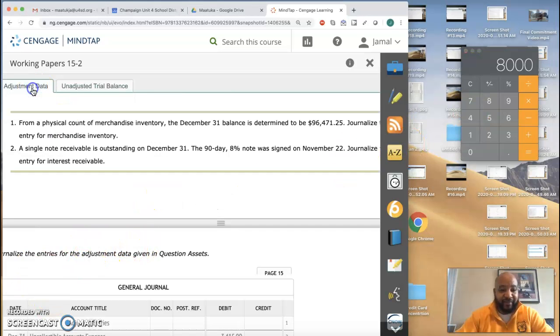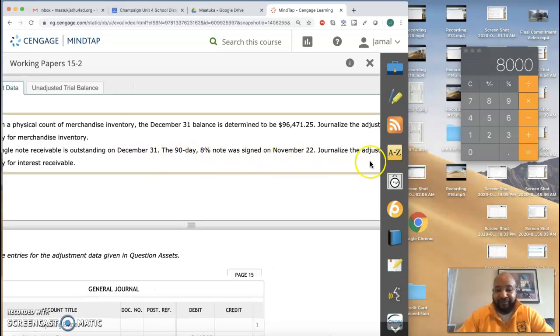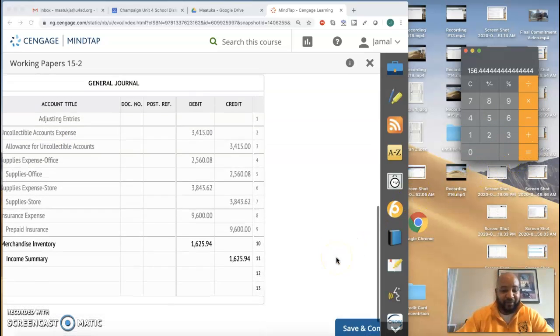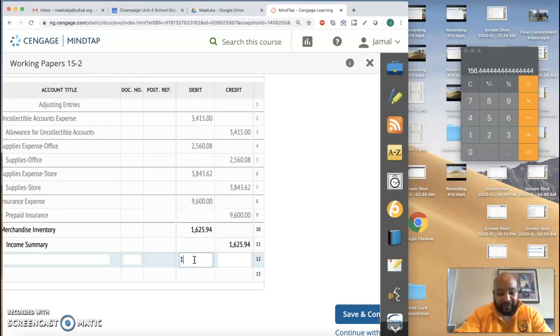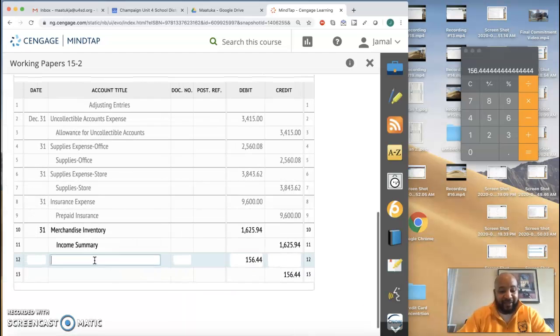If we go back to our adjustment data, times 0.08, that would be for the year, but we didn't get it for the whole year. We only had it for 22 of the 90 days. So we're going to divide it by 90, multiply that times 22. We have $156.44. And so now we just need to do our debits and credits.